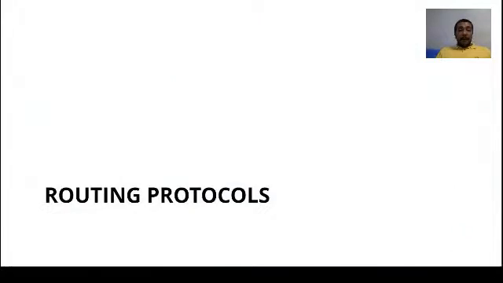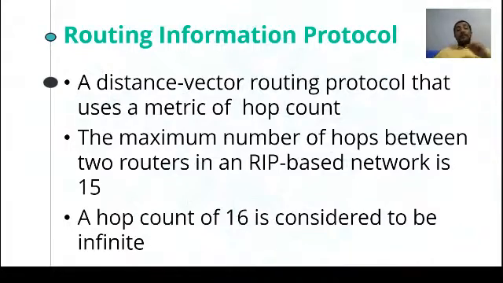Okay? So, let's talk about some of the routing protocols. Alright? So, the first one is what we call Routing Information Protocol, or RIP. It's a distance vector routing protocol that uses a metric of hop count. The maximum number of hops between two routers in a RIP-based network is just 15. A hop count of 16 is considered infinite. So let's say they cannot reach a certain network.